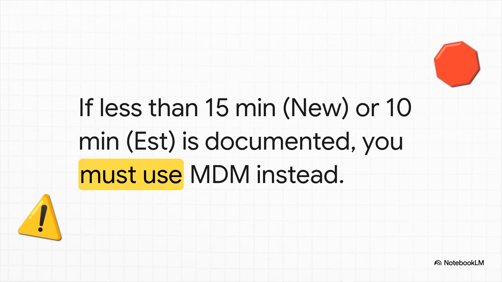Now, what's really interesting about this rule is the fallback. Like, what happens if the doctor documents time, but it's super short? Well, if the documented time is less than 15 minutes for a new patient or less than 10 minutes for an established patient, you fall off the time chart entirely. You literally cannot use time. At that point, you are strictly mandated to use medical decision-making instead to choose your E&M level.